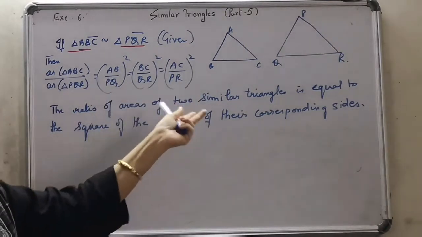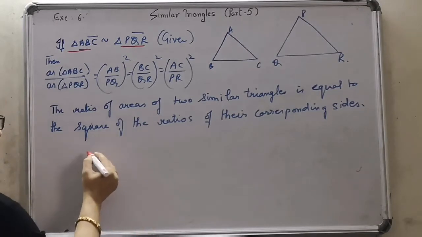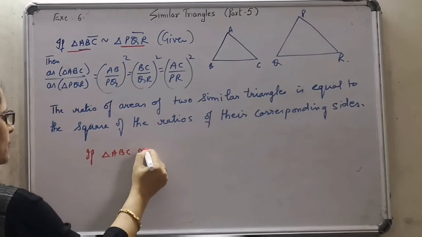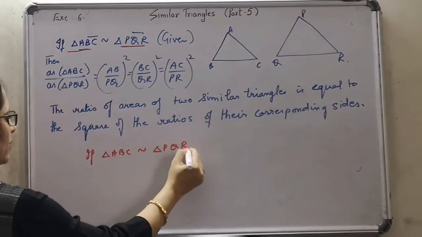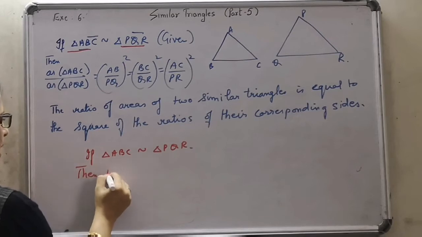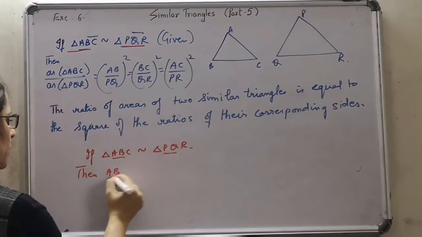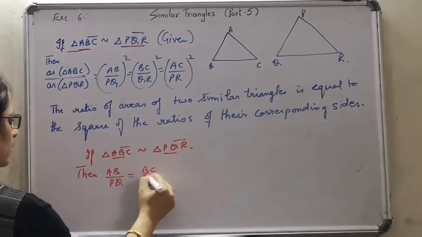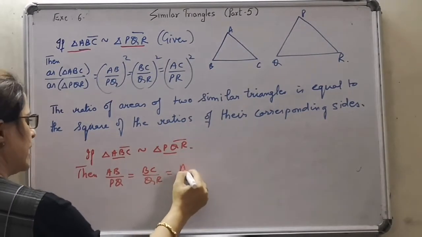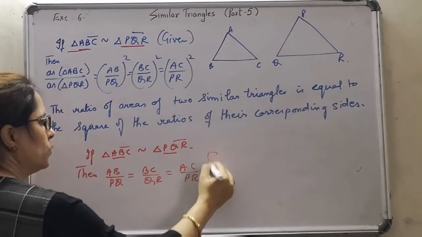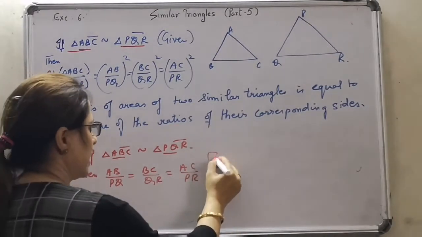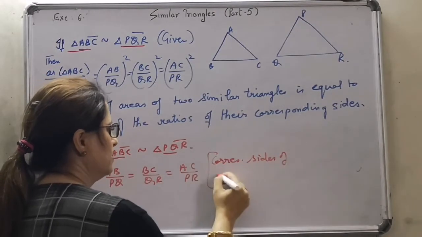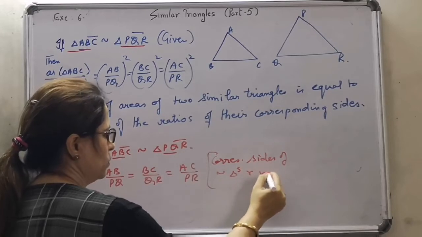इस corresponding sides के कॉन्सेप्ट को आपको दोबारा से रिमाइंड दिला देती हूँ. You know that if triangle ABC is similar to triangle PQR, then AB upon PQ is equal to BC upon QR is equal to AC upon PR. And you know the reason very well. Corresponding sides of similar triangles are in proportion.